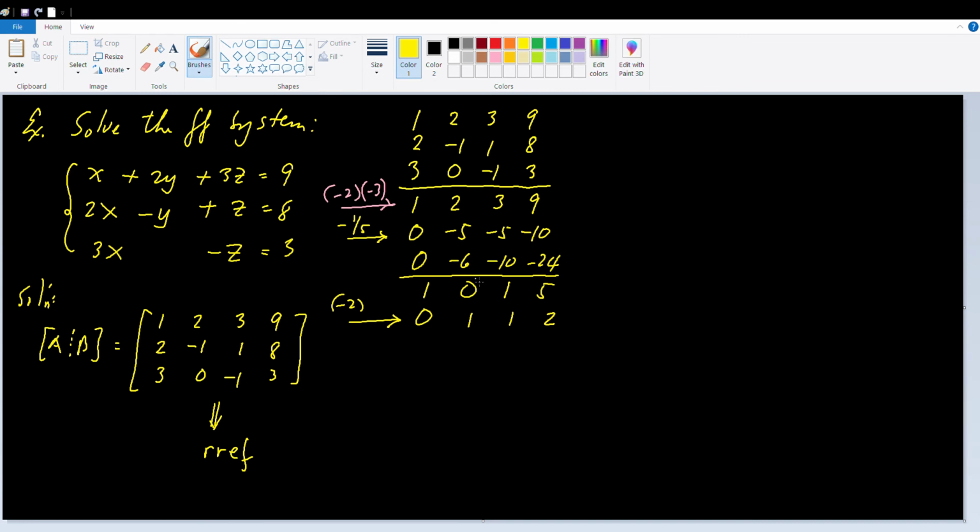Now, how about negative 6? We multiply this by positive 6. So 6 times 0, and 0 is 0. 6 times 1 is 6 minus 6 is 0. 6 times 1 is 6 minus 10 is negative 4. 6 times 2 is 12, minus 24 is negative 12.